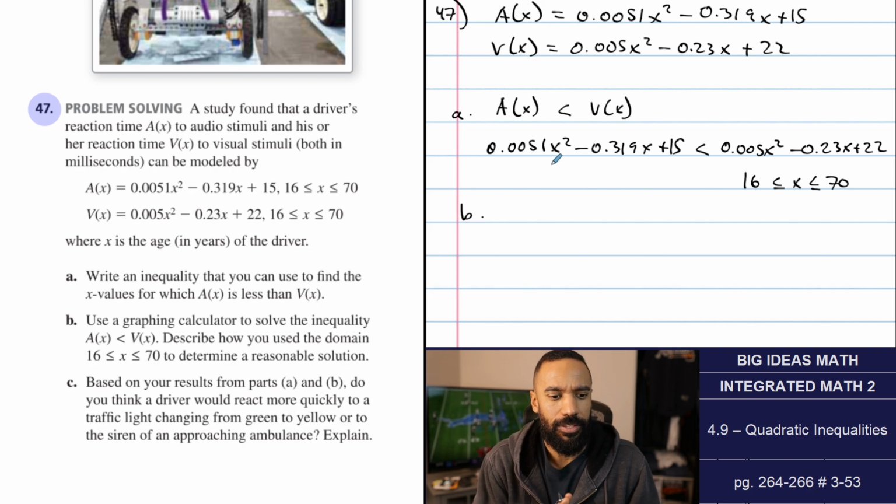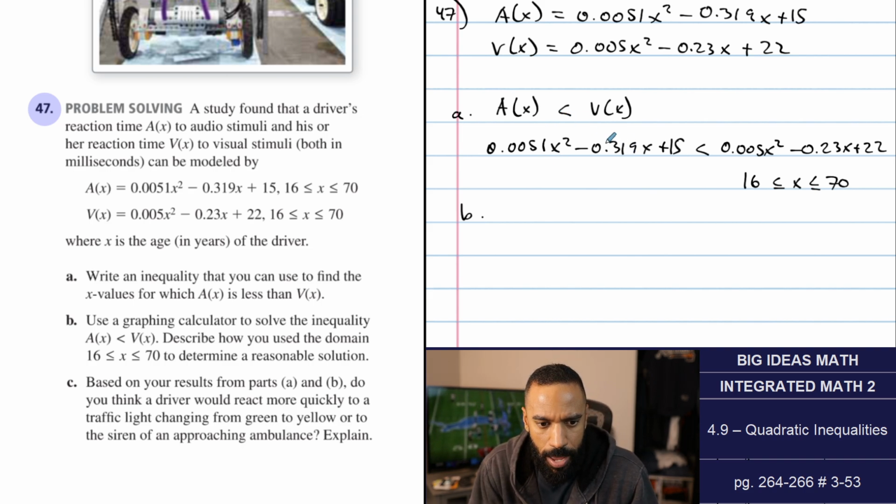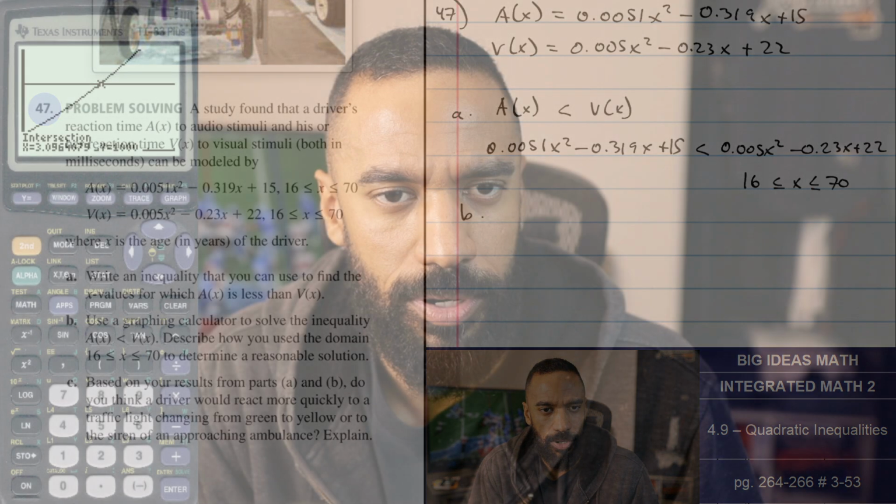Part B, use a graphing calculator to solve the inequality and describe how you use the domain to determine a reasonable solution. All right, let's go to the graphing calculator. I'll type those in as their own two separate equations. Again, this isn't about shaded region stuff, right? This is about comparing stuff. All right, this is the audio one. I need to find a way to differentiate them. I'll make this one bold, thick.